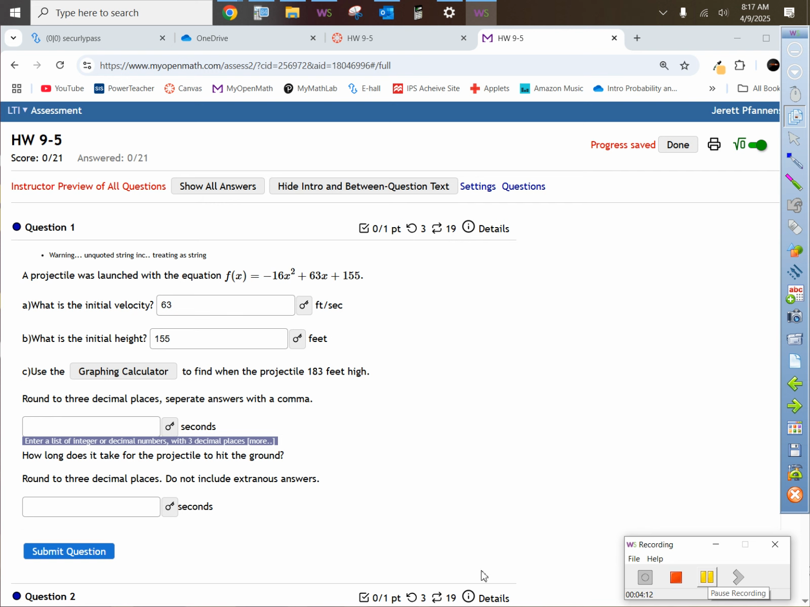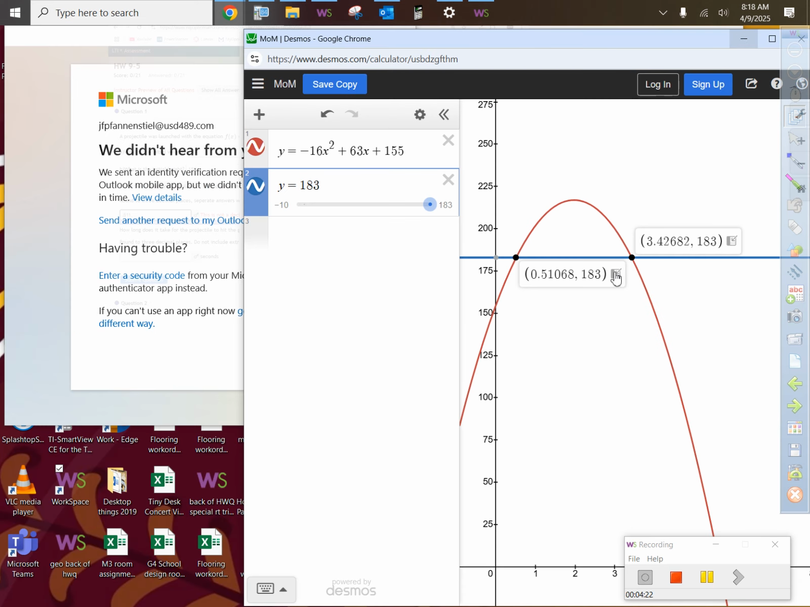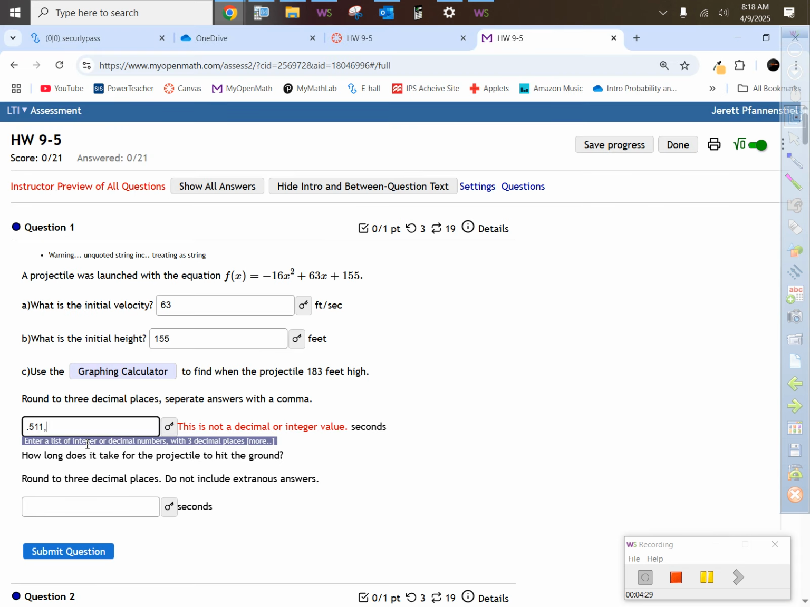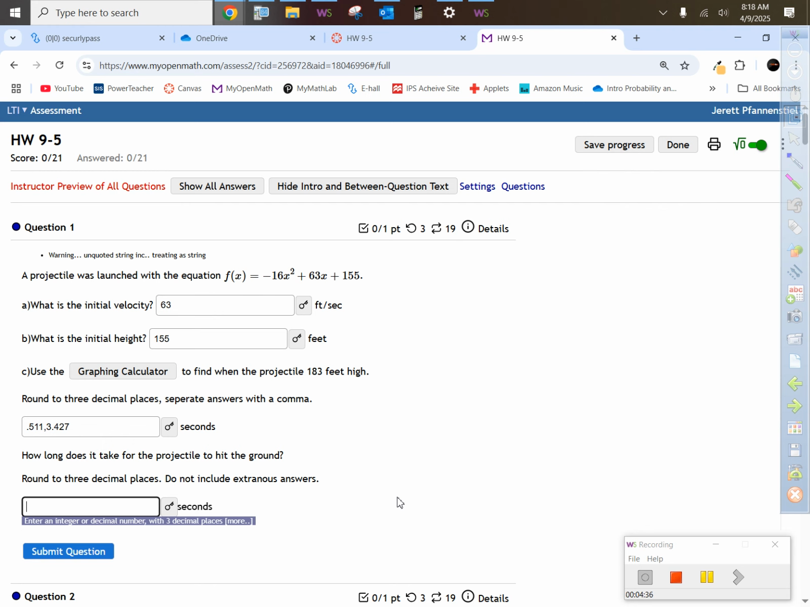0.511, and could you tell me what the other one was? 0.511, comma. Let's go back to my graph. The other one is 3.427. So I separated them with the comma, 3.427. And then they say, how long did it take for that bad boy to hit the ground?